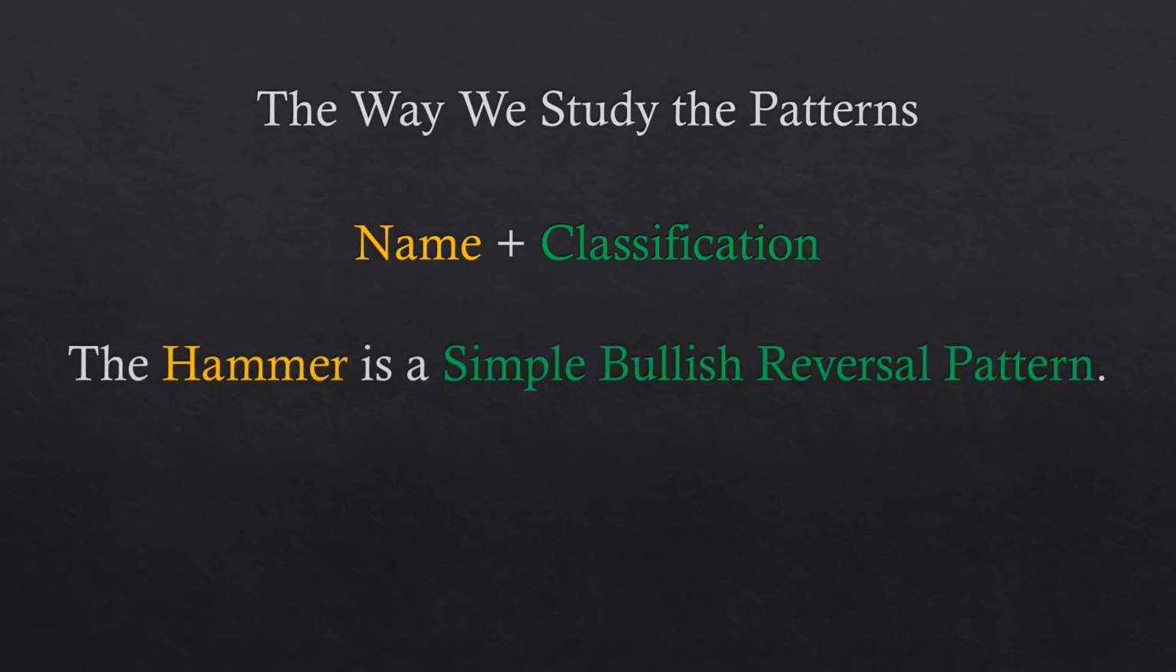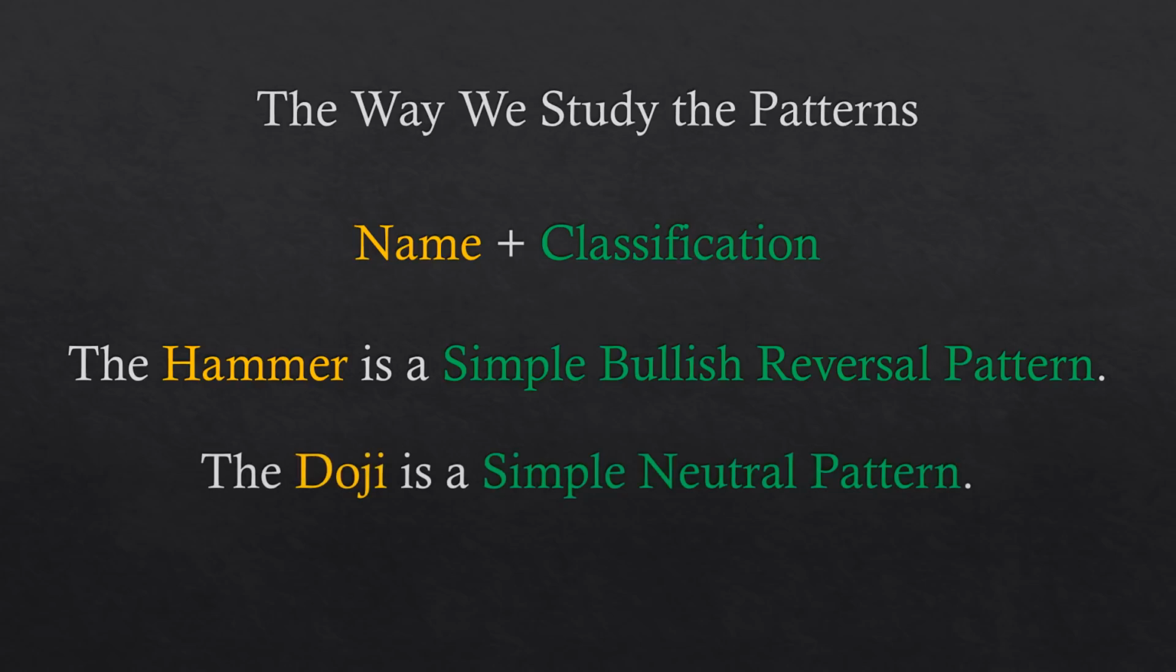The way we study various candlestick patterns is by saying their name and then saying their classification. For example, the hammer is a simple bullish reversal pattern. In this case, the name of the pattern is hammer, and just by looking at its classification, we know that it is composed of one candlestick only, and it indicates that price will go up immediately after the pattern appears. Another example could be the doji is a simple neutral pattern. So the name of the pattern is doji, and by looking at its classification, we know that it is composed of one candle only, and it indicates a momentary stop in the advancement of price. As I said before, this is useful to memorize and organize the patterns since there are many of them.